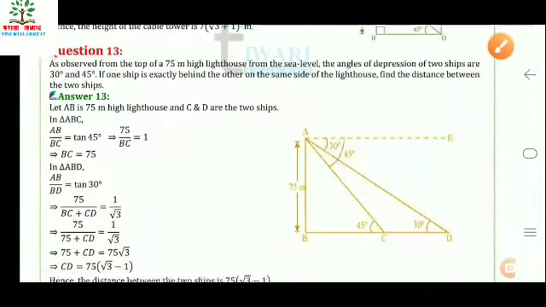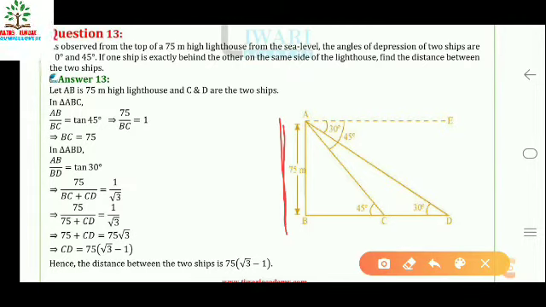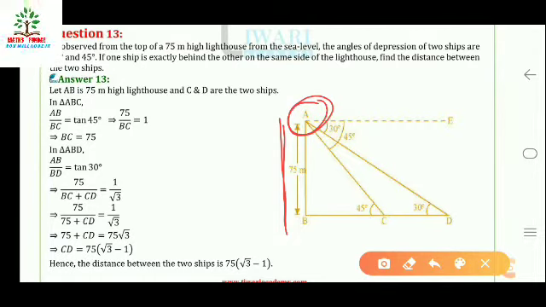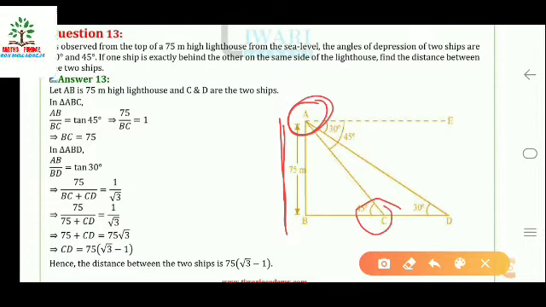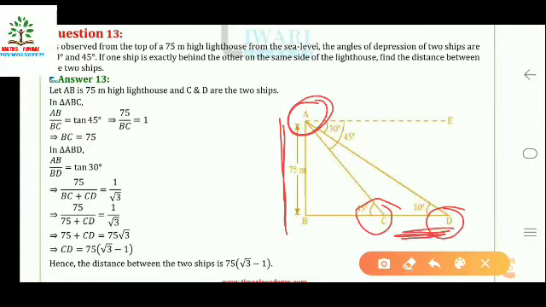Now looking at question number 13, an observer at the top of a 75 meter high lighthouse. The observer is standing at point A, and he observes that two ships are moving towards the lighthouse, and the angles of depression are 30 degrees and 45 degrees. One ship is at position C, one is at position D, and they are in the same direction. We have to find the distance between the two ships, that is CD.